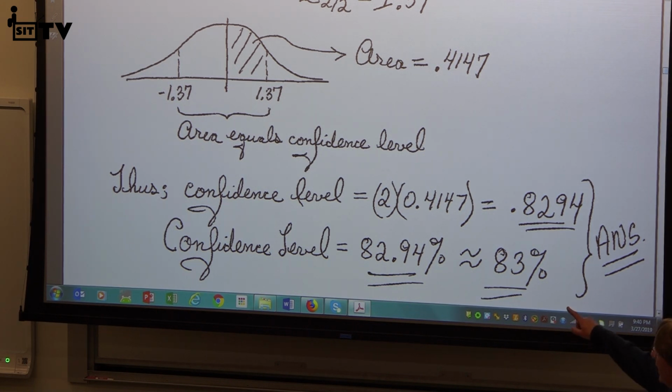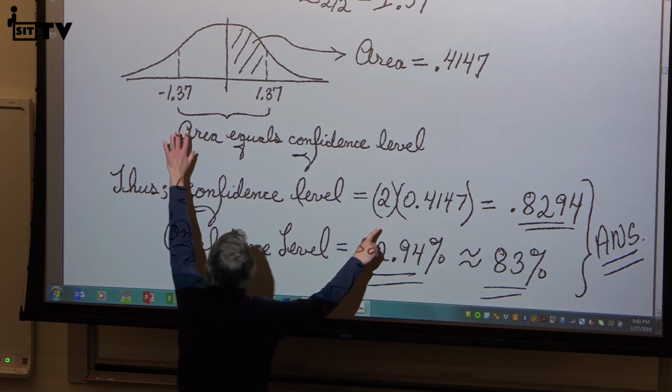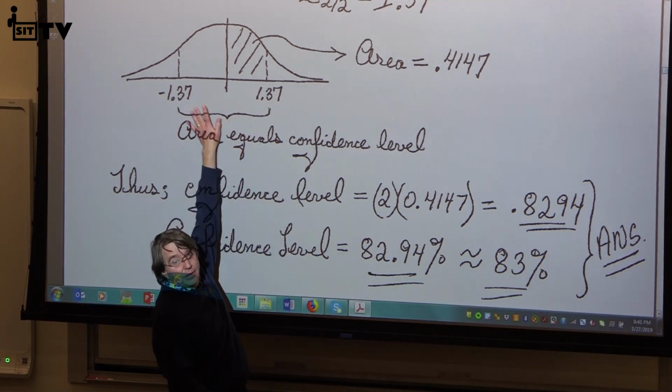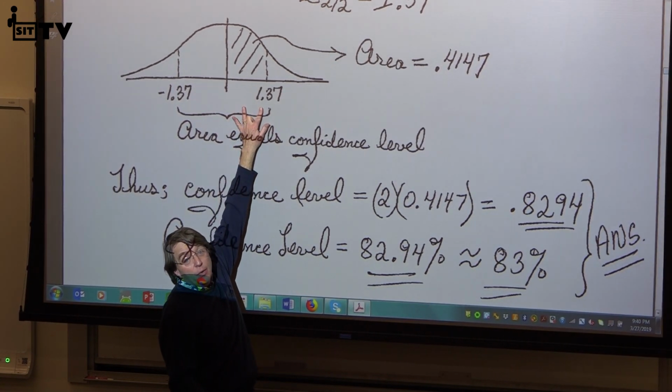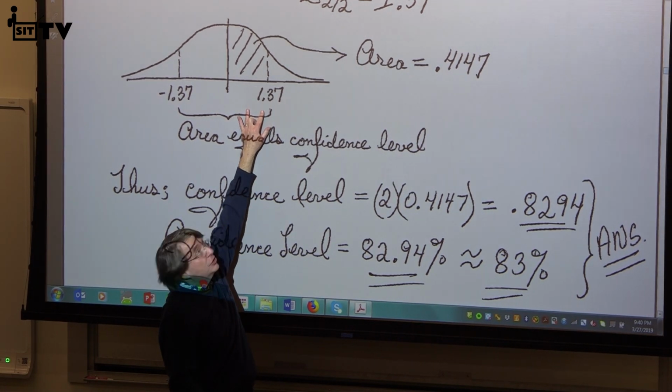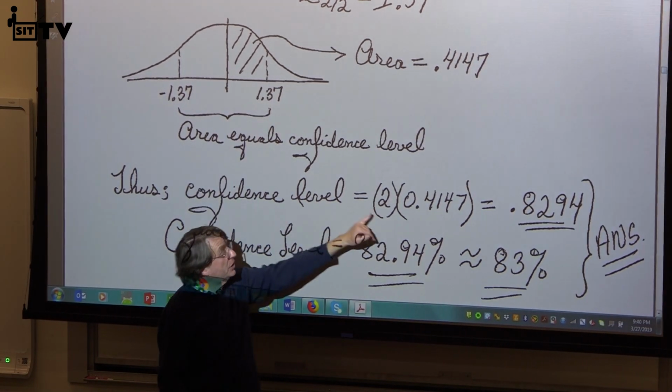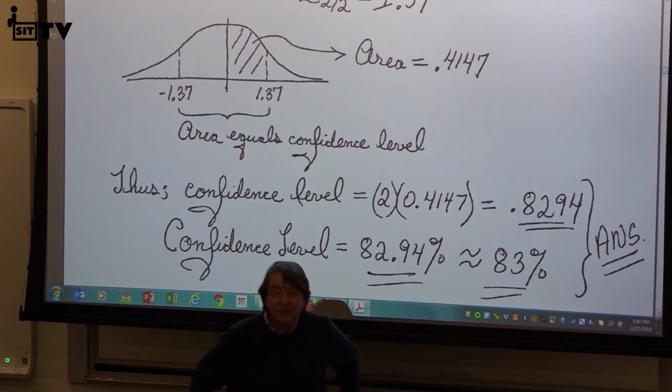Why do we multiply by 2 here? Because we need the total area from here to here. We have a single-sided z-table. We just got the area on one side. So we need the total area. Because of the symmetry, they're the same, so we multiply by 2.